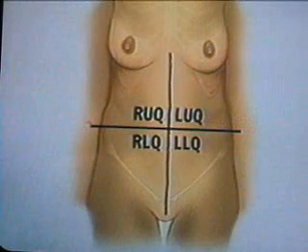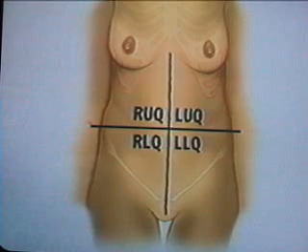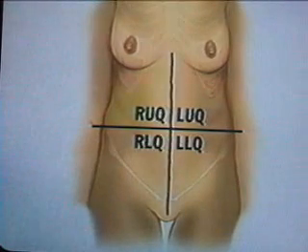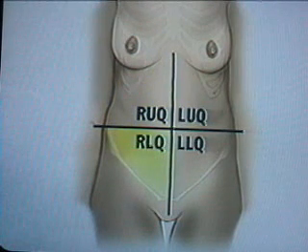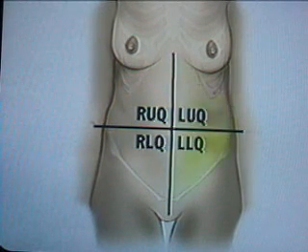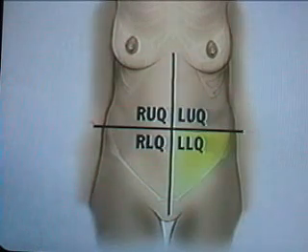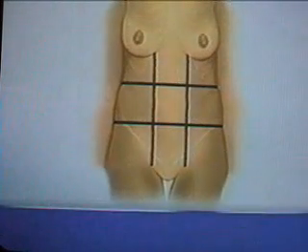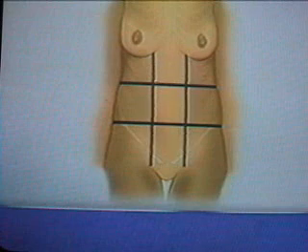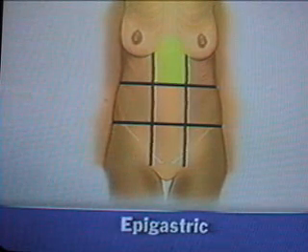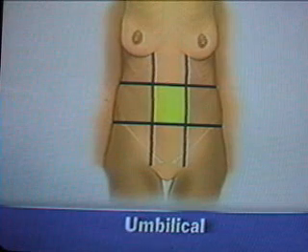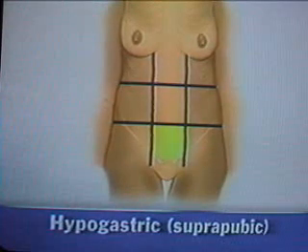For descriptive purposes, the abdomen is divided by lines that cross at the umbilicus. These lines form the right upper, right lower, left upper, and left lower quadrants. The abdomen may also be divided into 9 areas. The 3 midline areas are the epigastric, umbilical, and hypogastric or suprapubic areas.